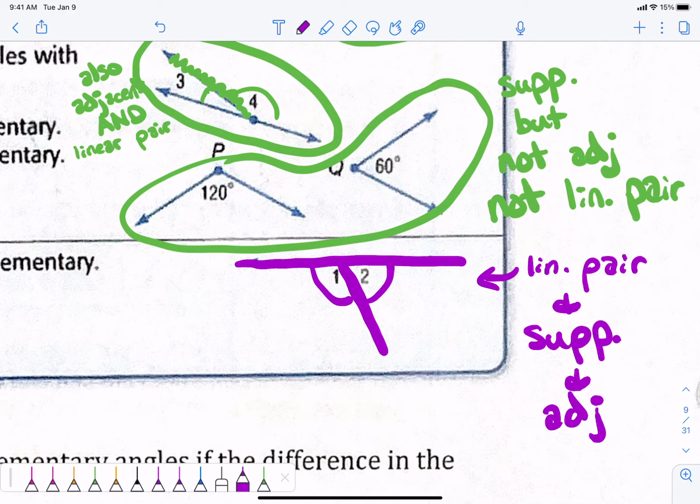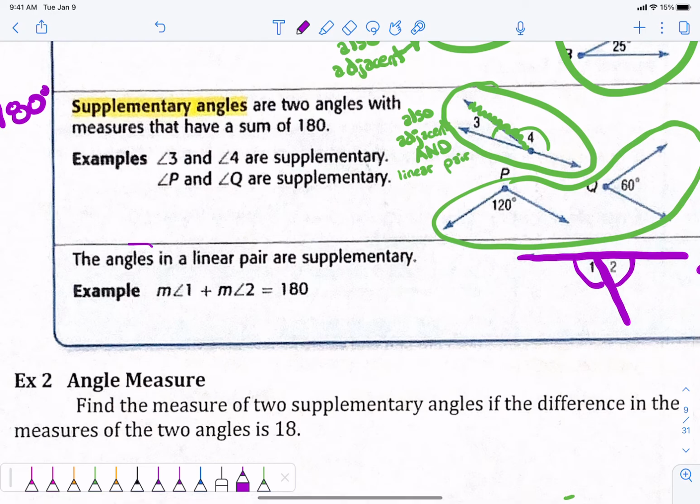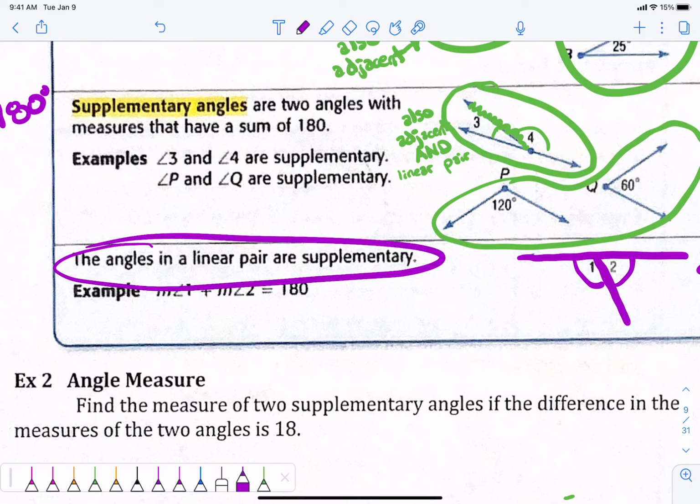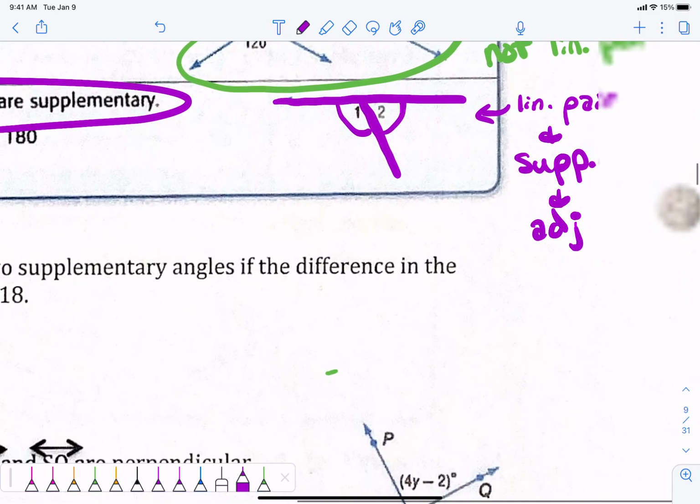All right, now, this concept, will every single linear pair be supplementary? If they make a straight line, will they always add up to be 180? Yeah, they will. So this says the angles in a linear pair are supplementary always. No matter what, if they are forming a straight line, they are going to be 180 degrees. Make sense?